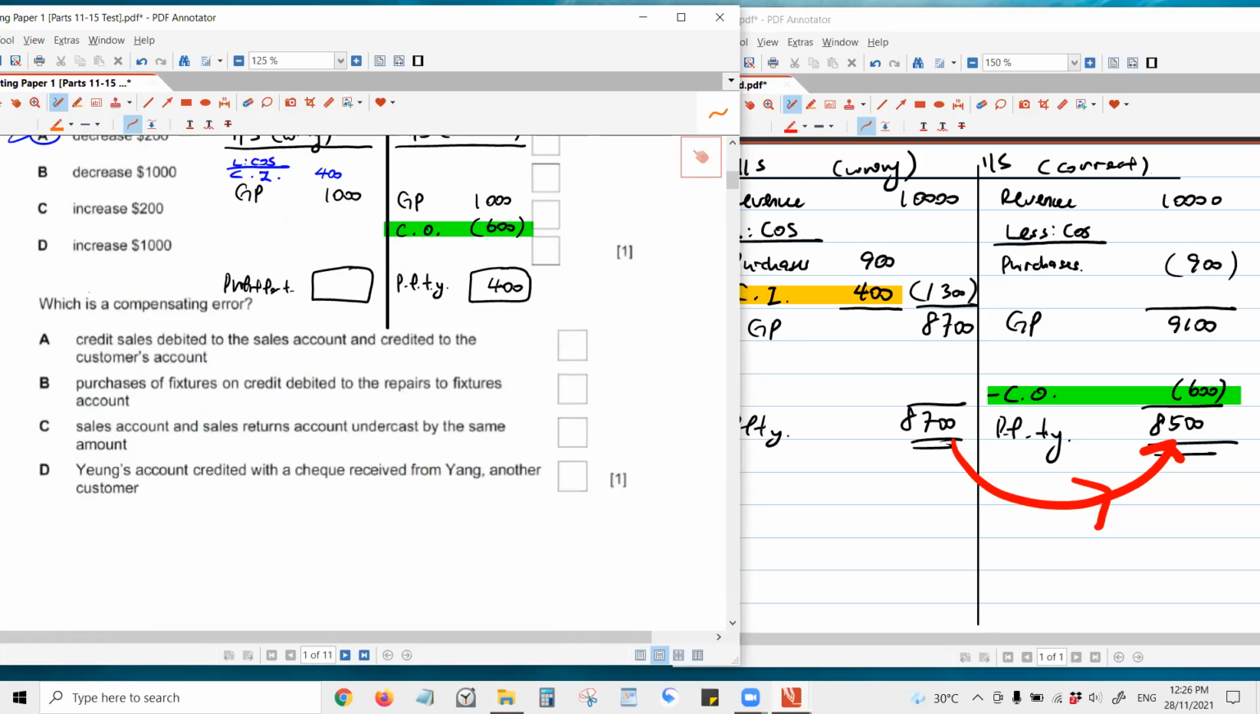Okay, next, this one. Everyone, I would like you to try this one. You tell me what is your choice. What is a compensating error? So for this question, you should look at all the options A, B, C, D. For those who have done, you can give me your answer. For those who have yet to finish, you can maybe spend 2 minutes. Look through it, and tell me your choice.